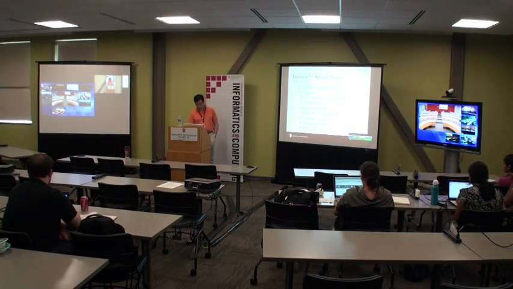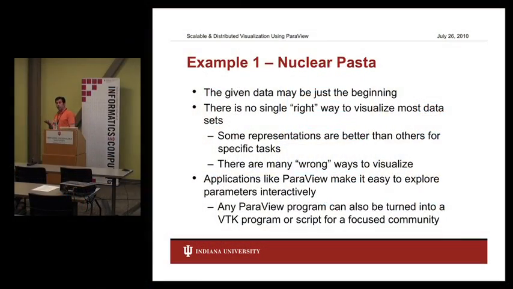So again, those are some of the things that we did with nuclear pasta. And again, the lesson to learn here is that the given data, in most cases, should just be the beginning of what you want to do. There's no single right way to visualize most data. There are definitely some wrong ways. You can do some things that introduce visual artifacts or cause the scientists to see something that really isn't there in the data. So you do need to work wisely to make sure that doesn't happen. And certainly some representations are better than others. But again, this invites that experimentation that I think is really important.